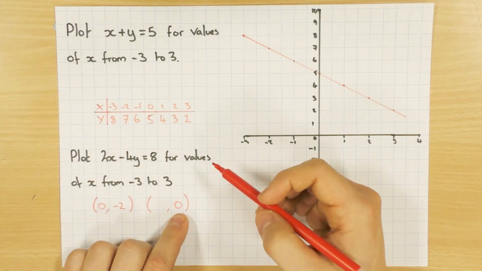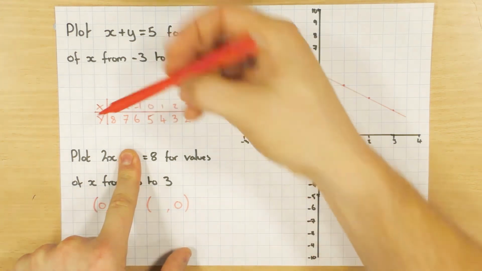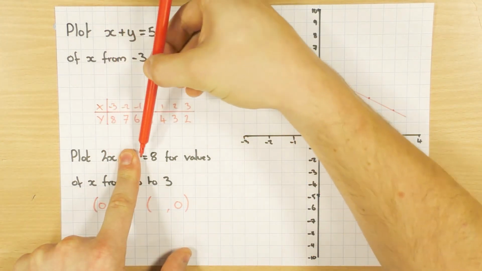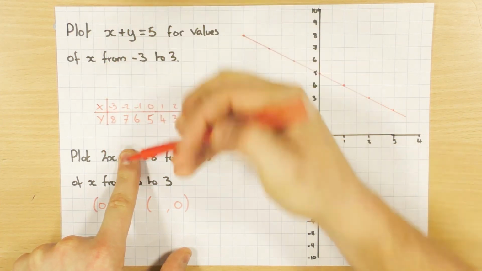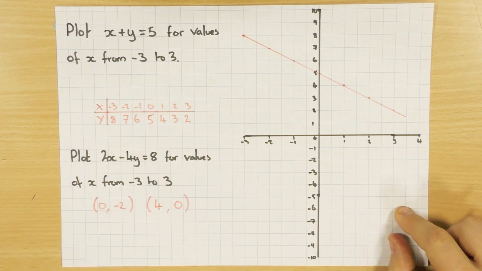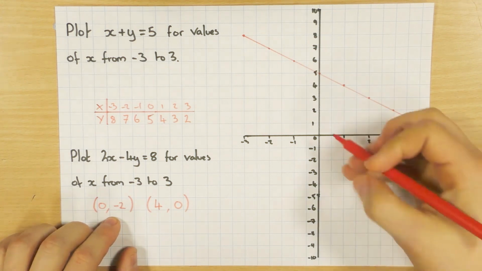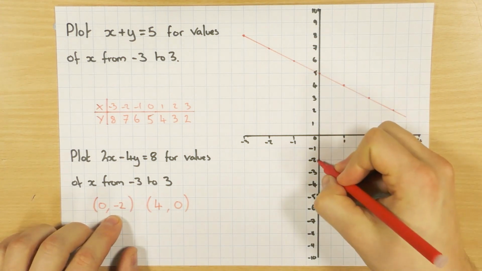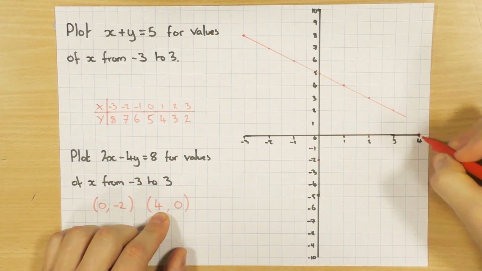And the other one, if y is 0, so -4 times 0, that'd be 0, so there's nothing there. And I'm left with 2x equals 8. So 2 times something gets me 8. Well, 2 times 4 will get you 8. So I've just found another coordinate. So I have these two coordinates. And because it's going to be a straight line, really and truly, that's all I need. So 0, -2 is that one. And then 4, 0 is that one there.